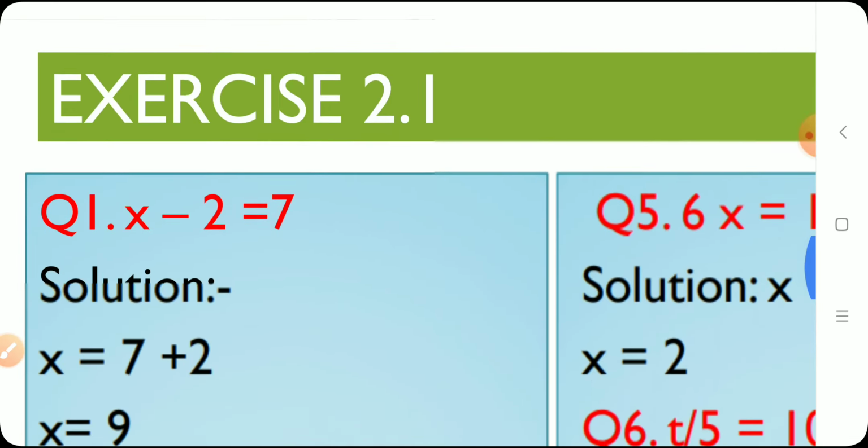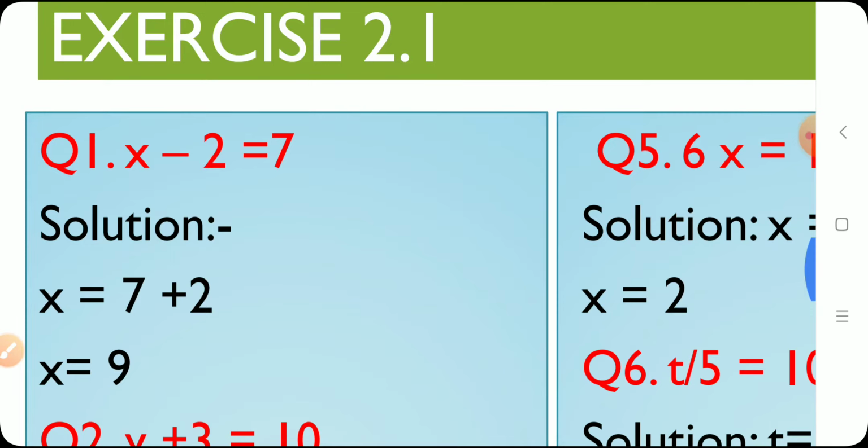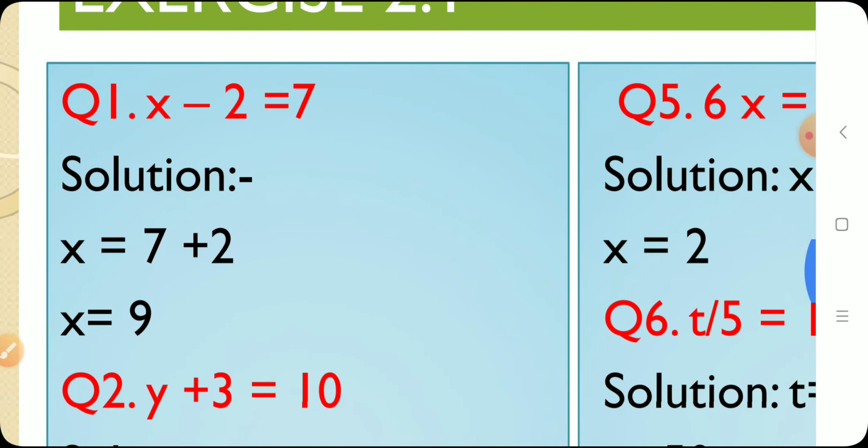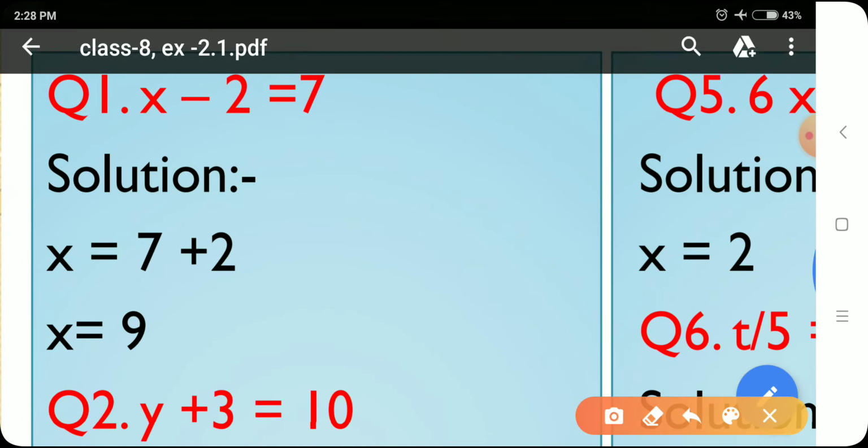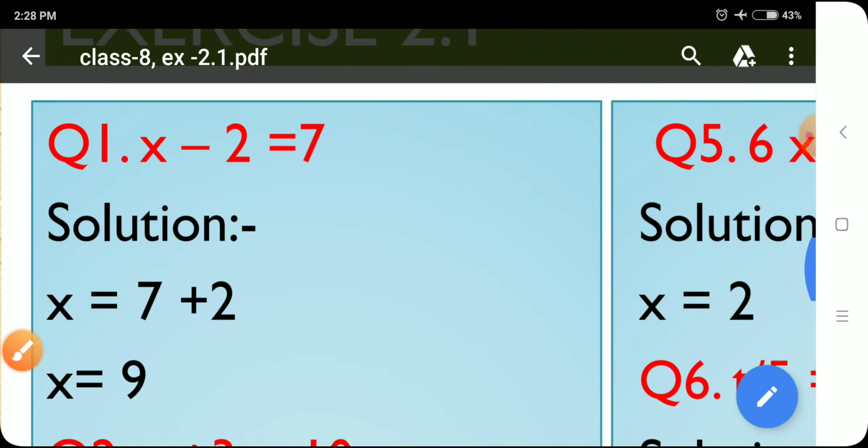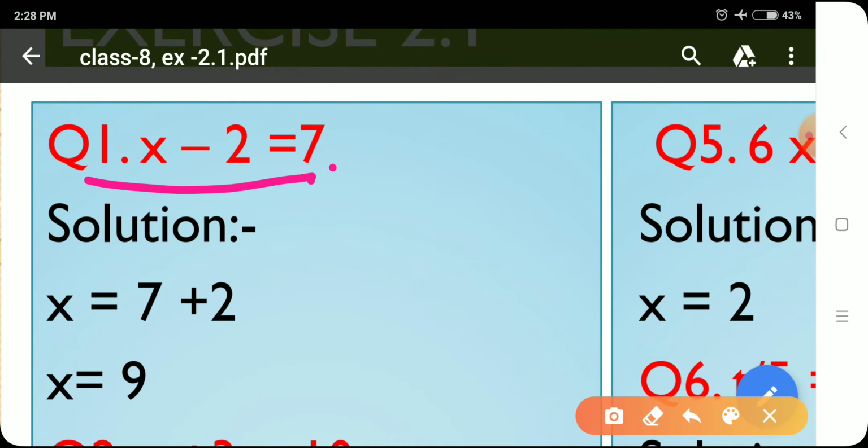Let's begin with our exercise 2.1. In this we have to find the value of the variables. Our first question is x minus 2 is equal to 7. You have to find the value of x. So the value which you have to find is taken on the left hand side or right hand side.